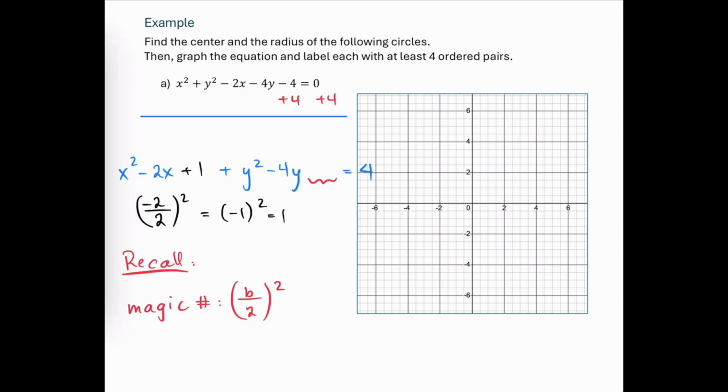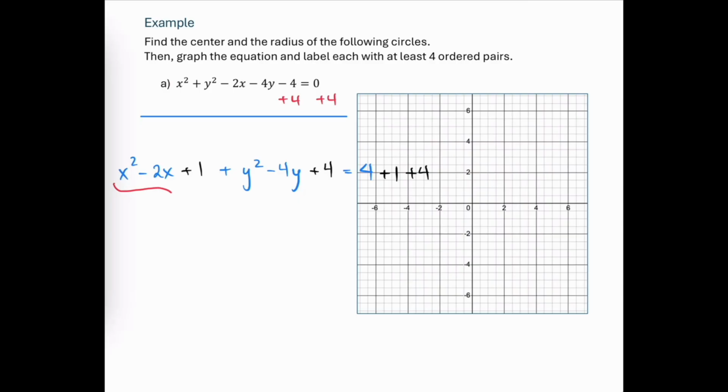But remember, anytime we add something to one side of an equation, we have to add that exact same quantity to the other side. And in order to find the constant that completes the square for the y terms, we take the b coefficient, which is negative 4, divide that quantity by 2, and square it to get (−2)², which is positive 4. So we'll add a 4 in here to complete the square, but we also have to add a 4 to the other side to maintain the balance of the equation.